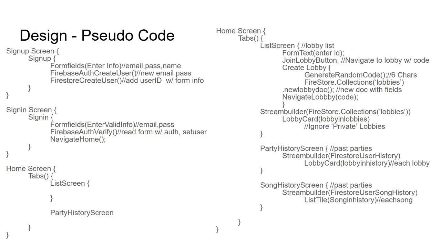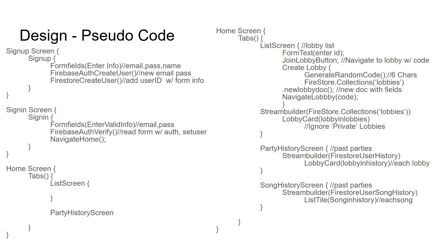So here is some pseudocode for how the app works. As discussed previously, the sign up screen is where you sign up. There are form fields there where you can create a new user using Firebase authentication, and then you can actually create a user with all the details in the Firestore. Sign in screen, it's the same sort of process. You use form fields to get information, Firebase authentication to set the user and authenticate, and then from there you get to the home screen.